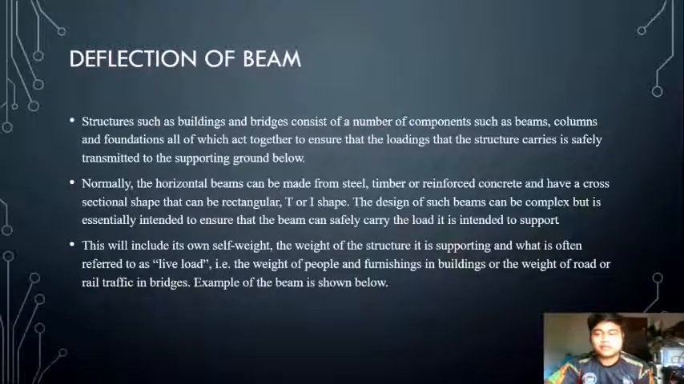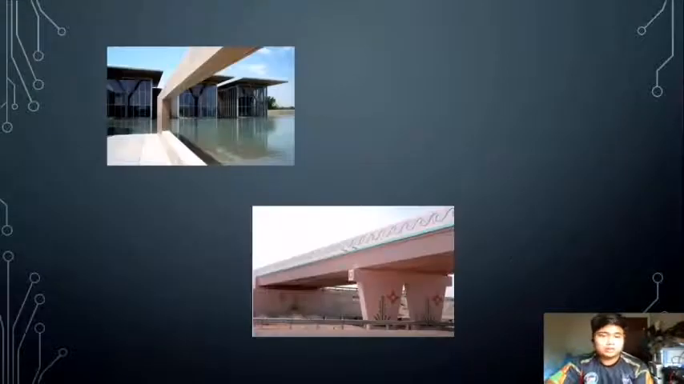The design of such beams can be complex, but is essentially intended to ensure that the beam can safely carry the load it is intended to support. This will include its own safe weight, the weight of the structure it is supporting, and what is often referred to as live load. For example, the weight of people and furnishing in building, or the weight of road or rail traffic in bridges. Example of the beam is shown below. This picture shows the beam.